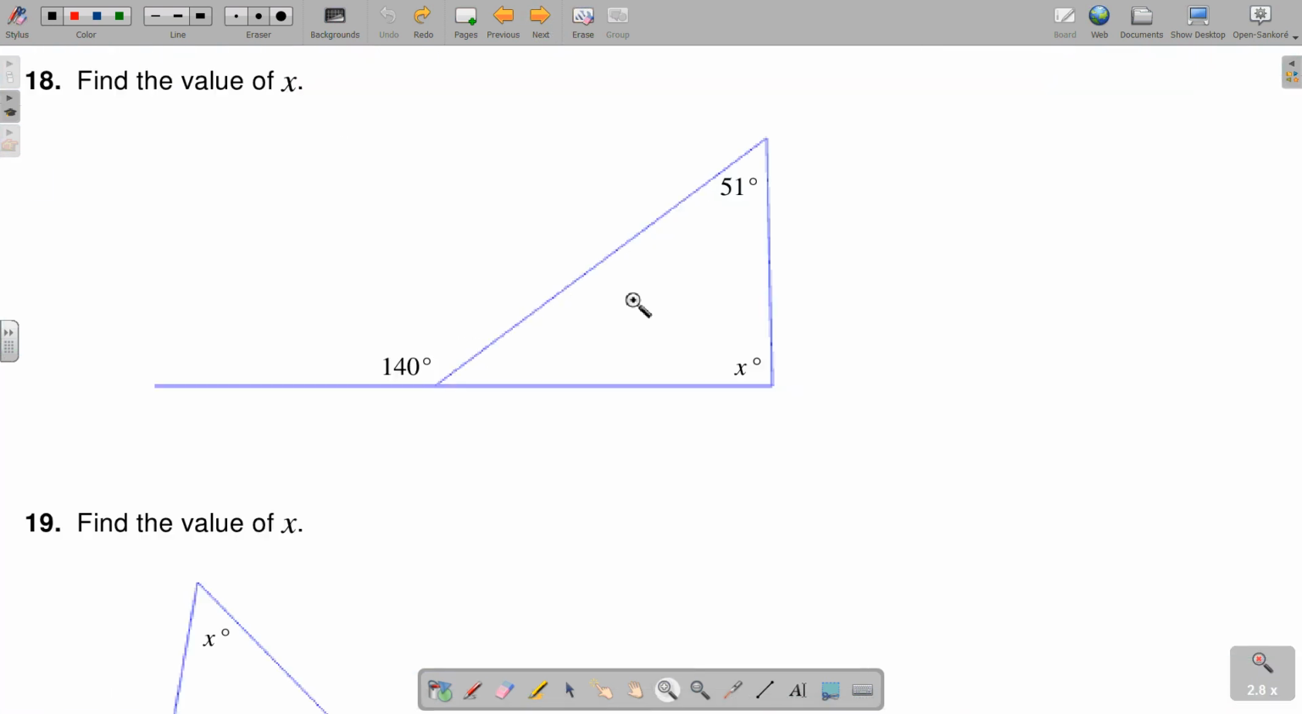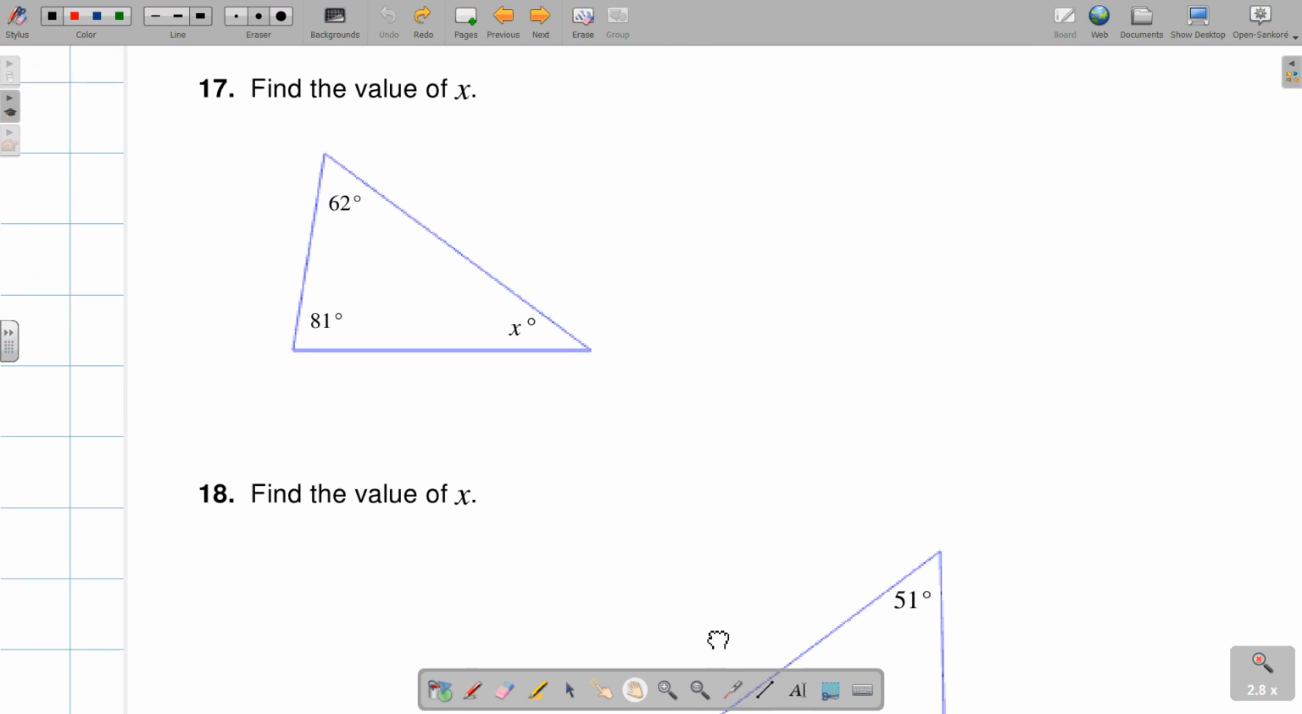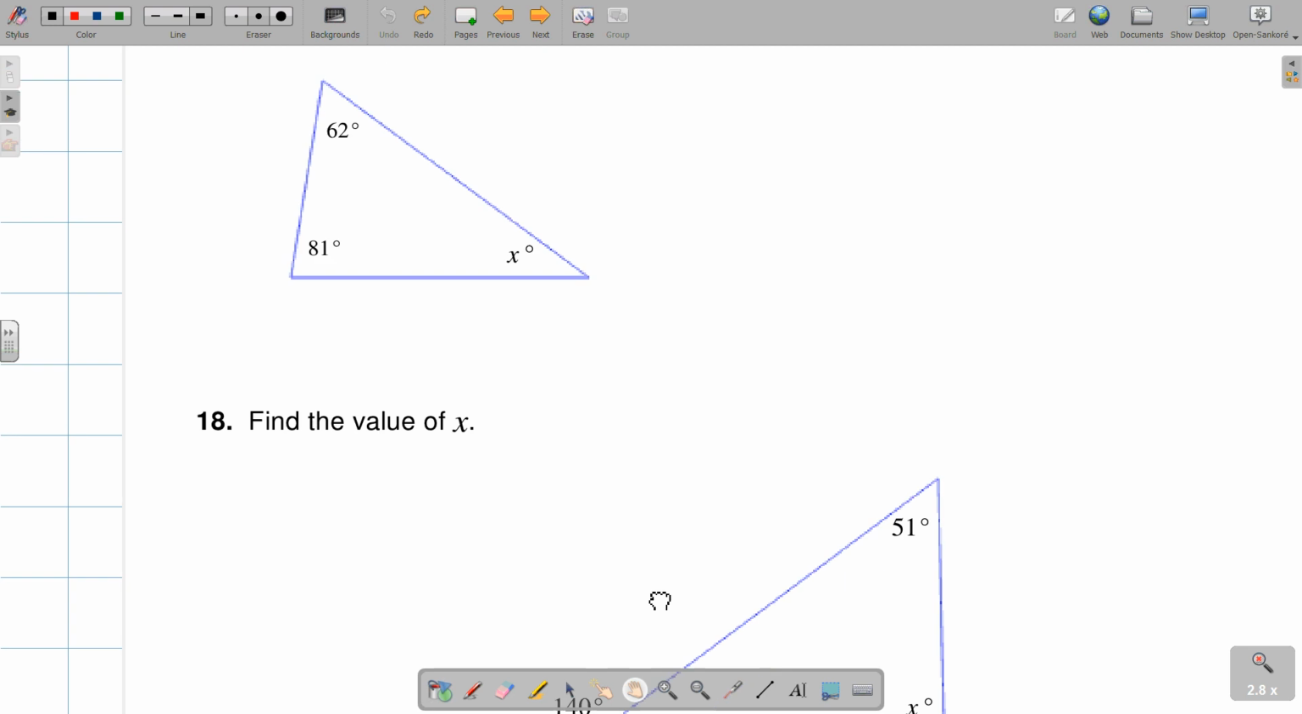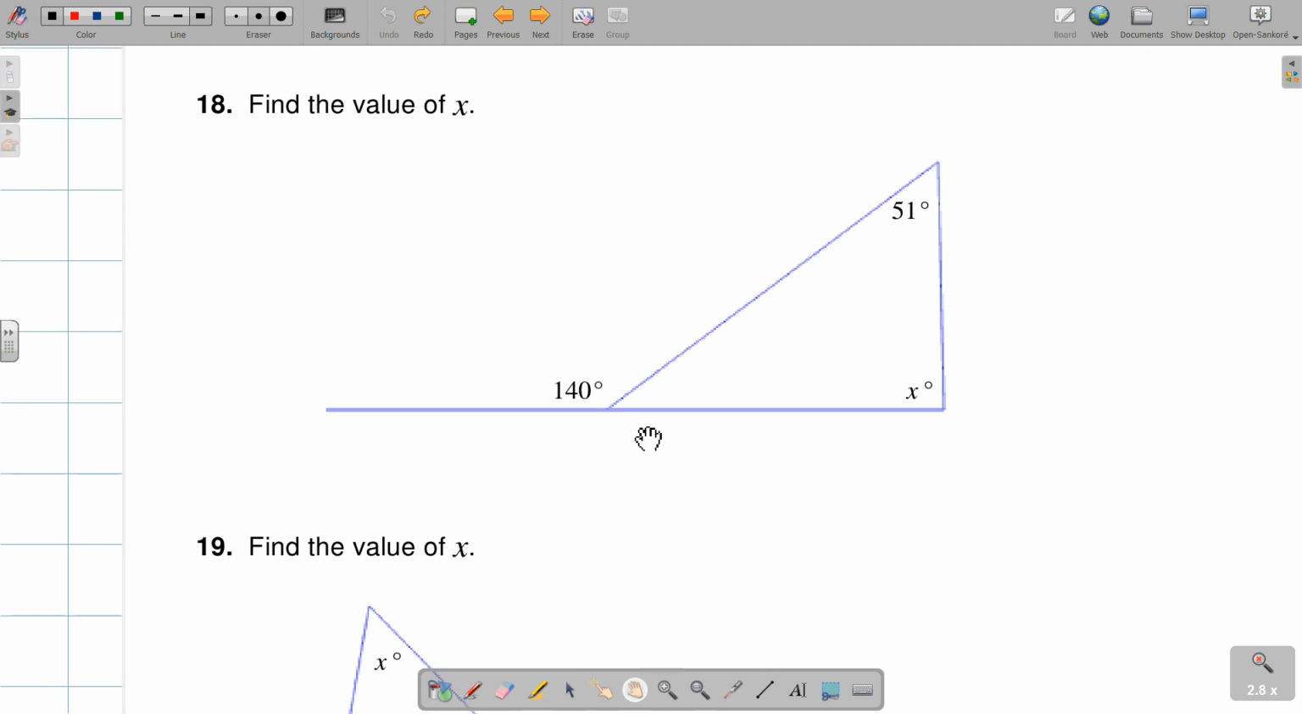Okay, knowing that, for problem 17, I want you to do 17 on your own. Pause the video and check your work on the last page. Okay. 18. 18 shows a real simple concept.